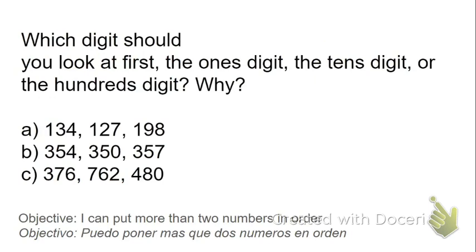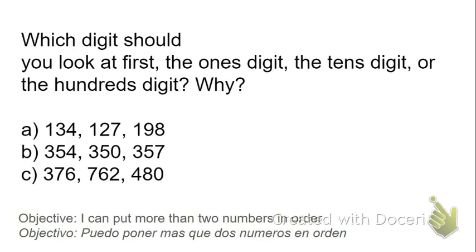So, on these problems, which digit should you look at first? The ones, the tens, or the hundreds? And why? We're going to look at the hundreds place first because that's what's going to tell us what number is biggest, easiest, right? If I have 827 and 127, that 800 is obviously bigger than the 100, right? 827 is way bigger than 127. Okay. So let's do one of these together, and then I want you to do two on your own.